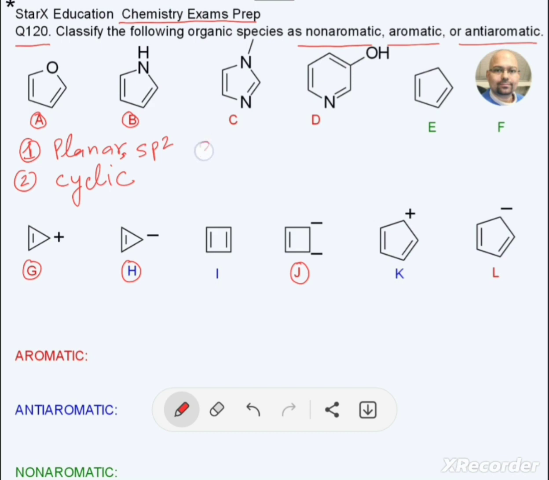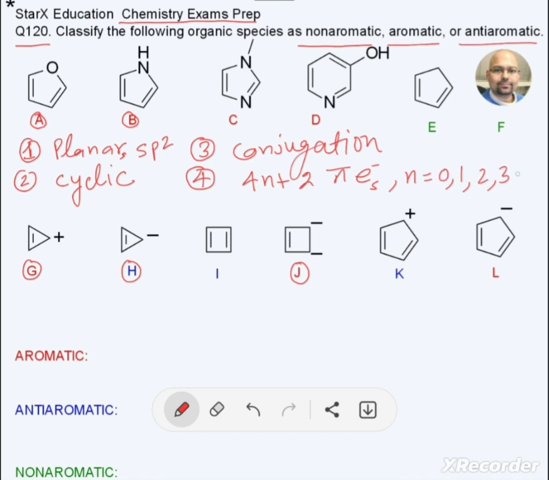The third condition is that the atoms must be conjugated. There must be conjugation so that the electrons can move around over the whole molecule. And the fourth condition is that the species must have 4n plus 2 pi electrons, where n is a number which can be 0, 1, 2, 3, and so on.